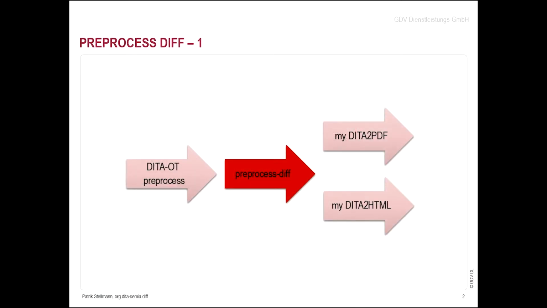The other part I'm providing is the post-preprocessing step. After the standard preprocessing, I have my own processing step that makes the comparison and highlights or marks all the changes. And since I provided this as a preprocessing step, I can use it with any output whatsoever. I use it with my own PDF, but I don't see any reason why you shouldn't use it with HTML or whatever output you want to use.